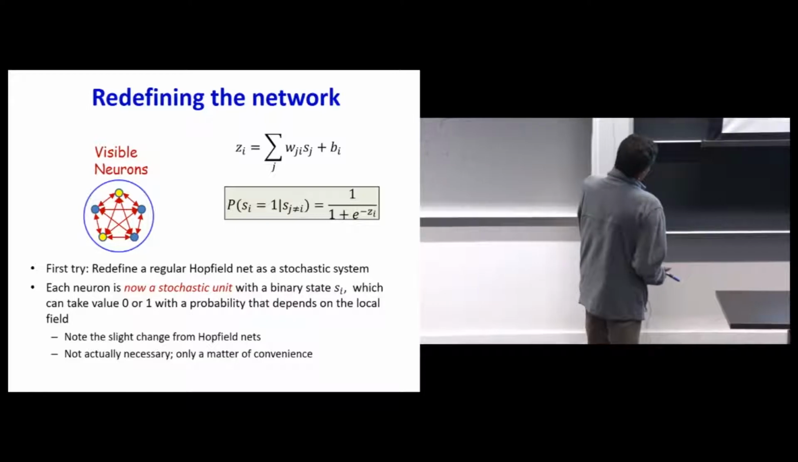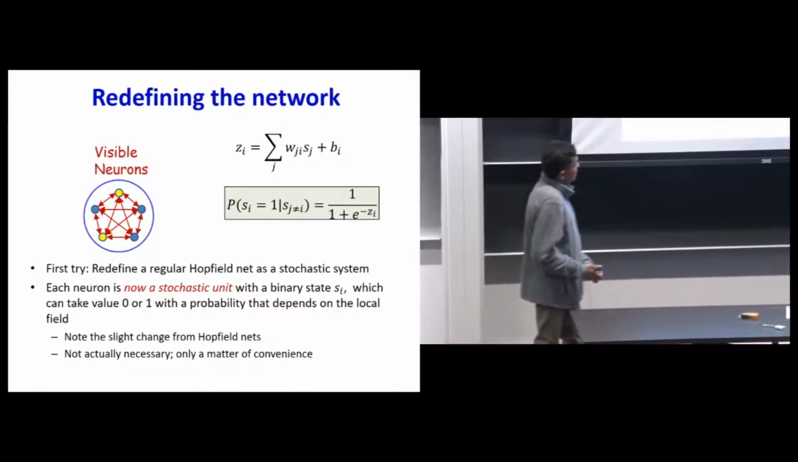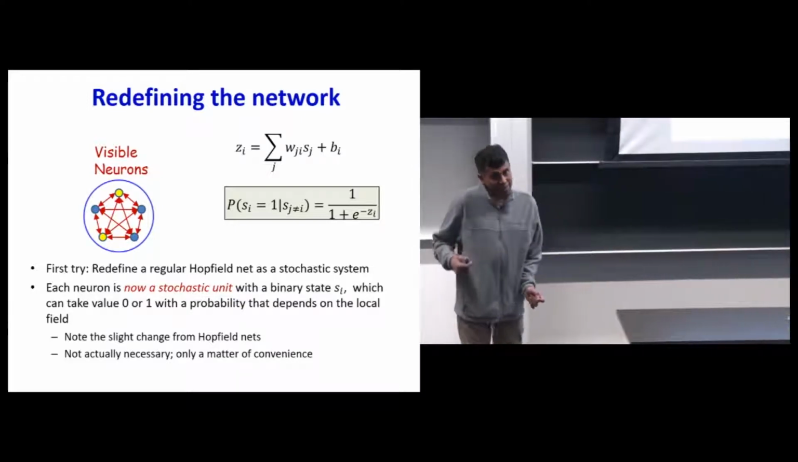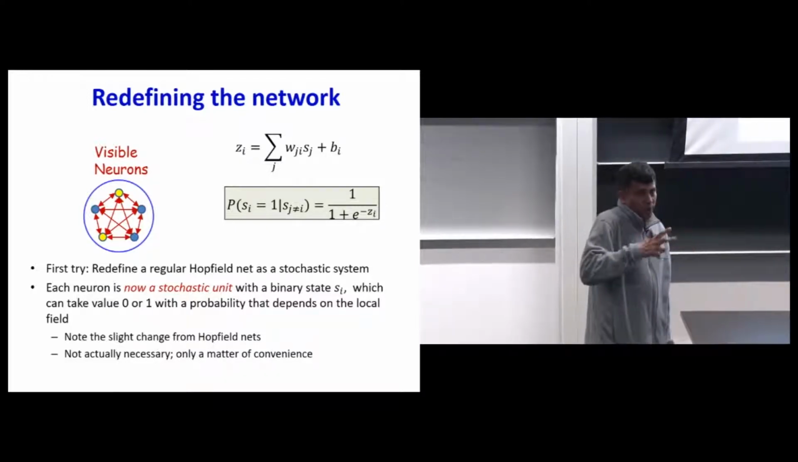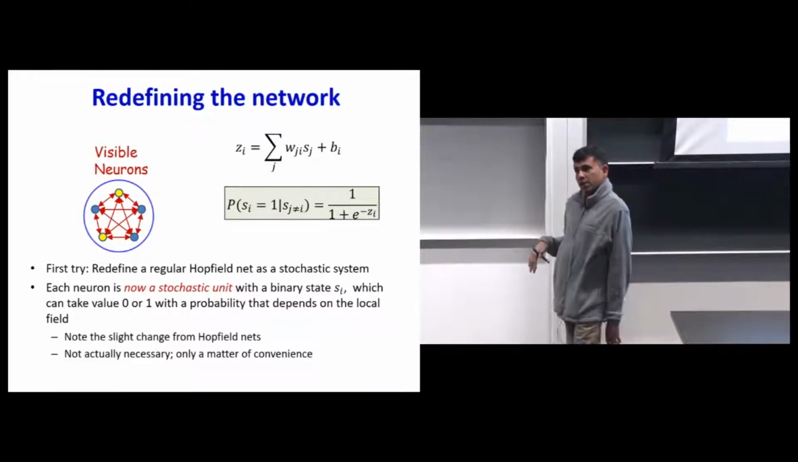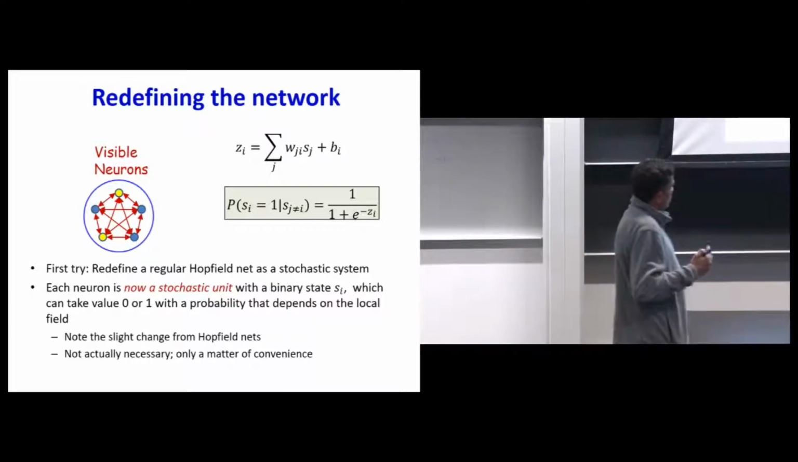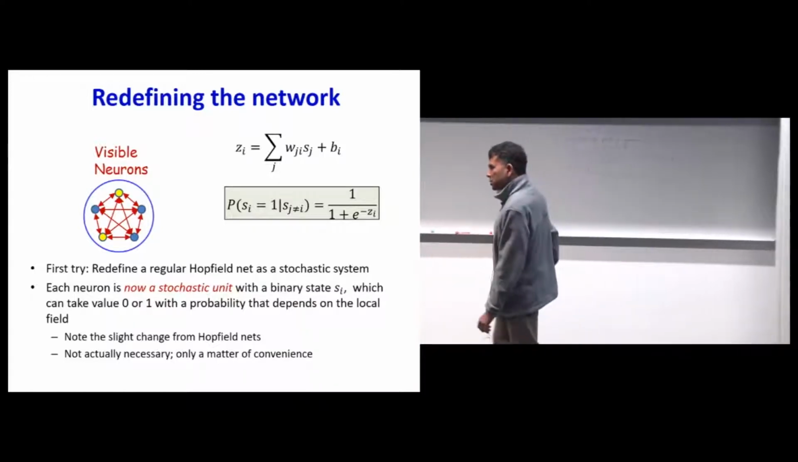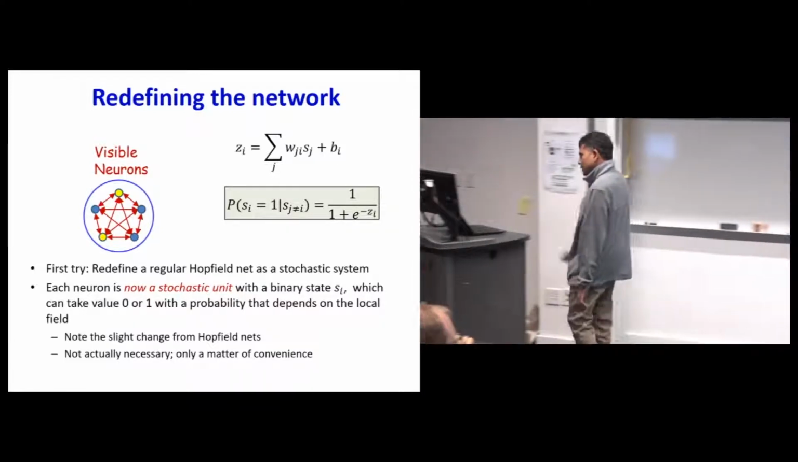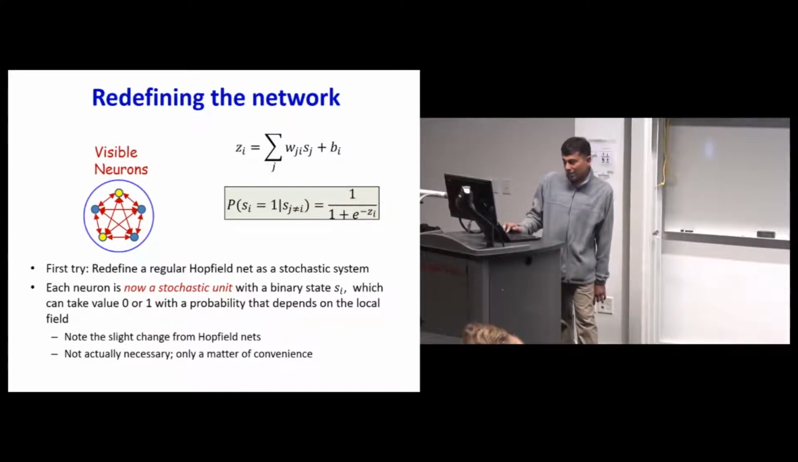So here's how we can now redefine the network. You can define the regular Hopfield net as a stochastic system, where each neuron is a stochastic unit which takes the value 1 with a probability that is simply the logistic computed at that neuron. So instead of +1 and -1, I'm going to use the notation of 1 and 0, which is the more traditional binary representation. It doesn't really change things very much. This is just convention, right?